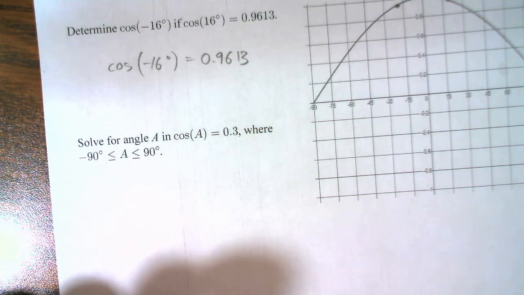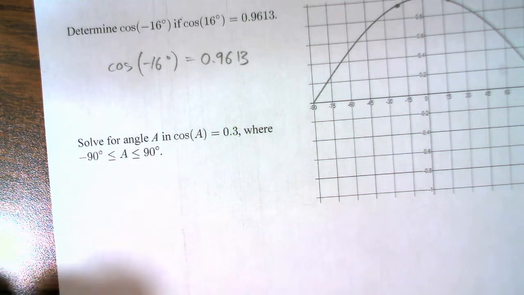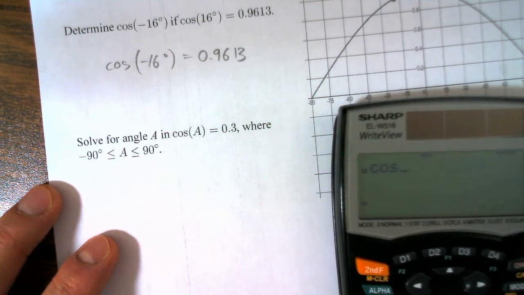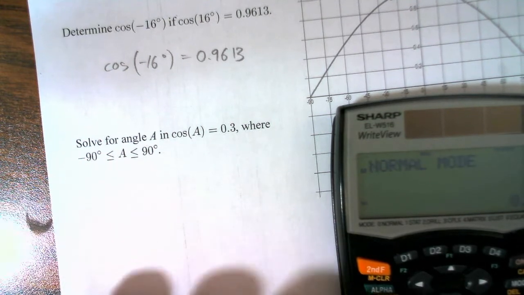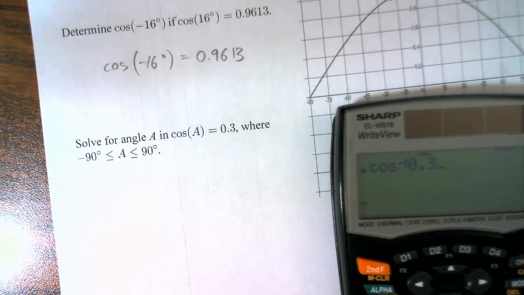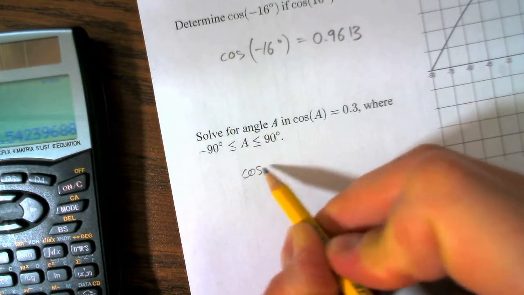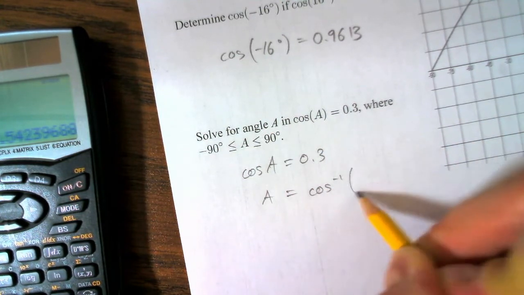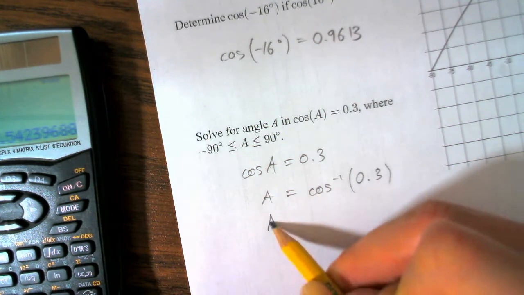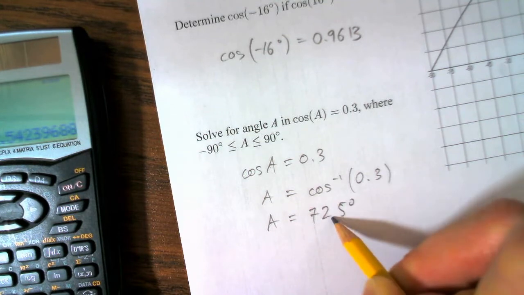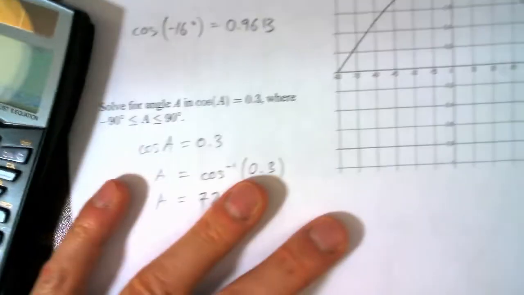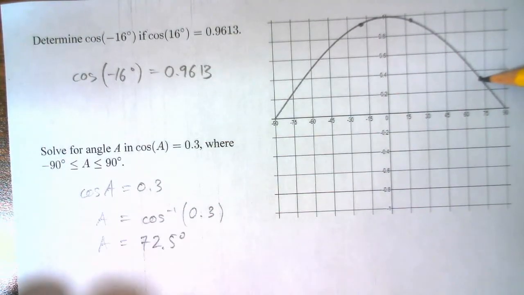Suppose the cosine of an angle is 0.3. Solve for the angle A. Well, using our calculator, we get 72.5 degrees. So the cosine of A is 0.3. We take cos inverse of 0.3 and we get 72.5 degrees, which is somewhere around here. Somewhere around here on our graph.